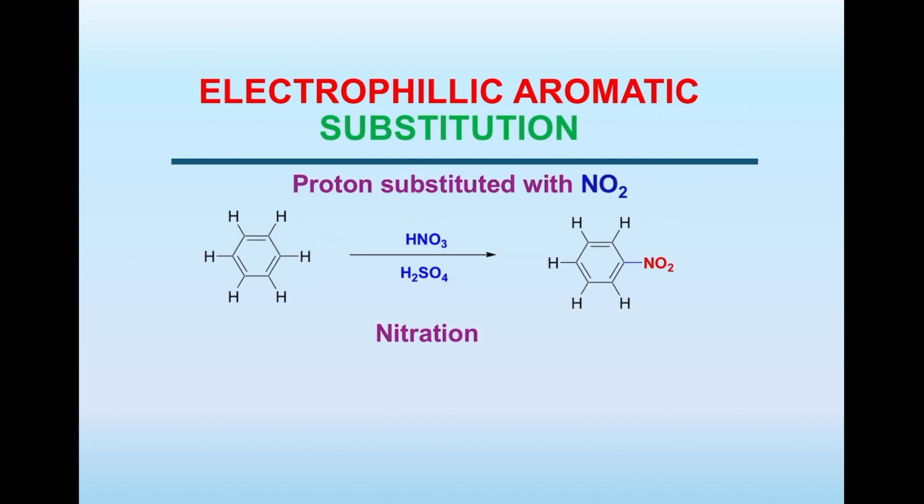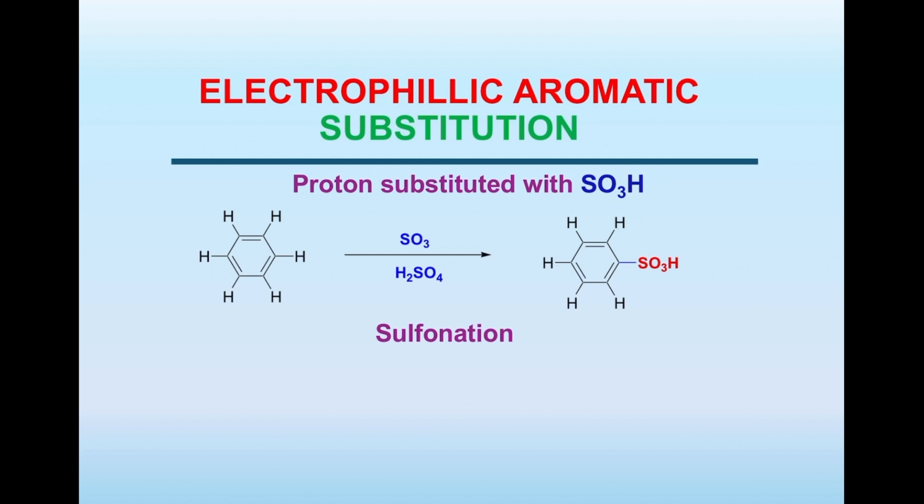So in this example, the electrophile is a nitronium ion. That's a nitronium ion electrophile, and that's generated in situ by reaction between nitric acid and sulfuric acid, and then the end result is that that proton will be substituted with NO2. So that reaction is called nitration.